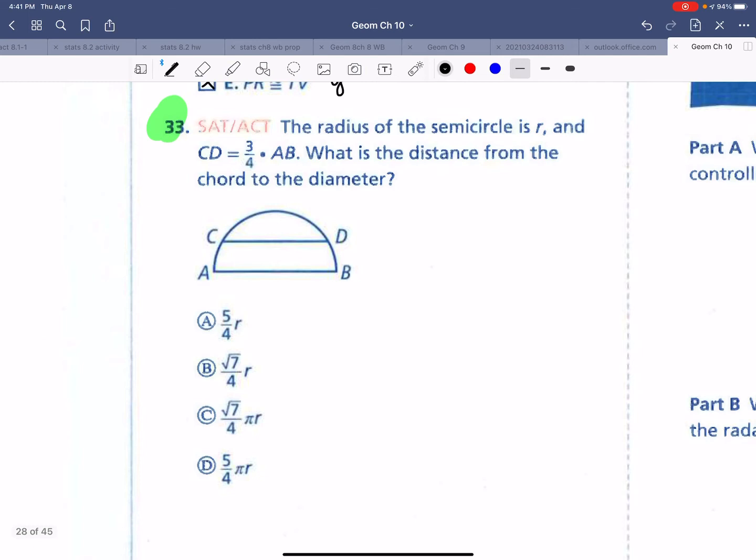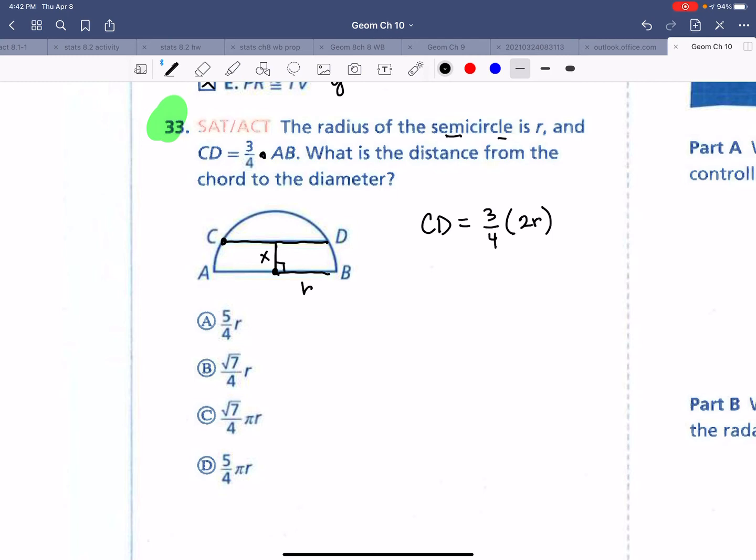Last one. The radius of a semicircle is R. And CD, this chord, is 3/4 times AB. So CD is 3/4. And what is AB? Well, AB is R plus R or 2R. What is the distance from the chord to the diameter? So what is this? We'll call it X.